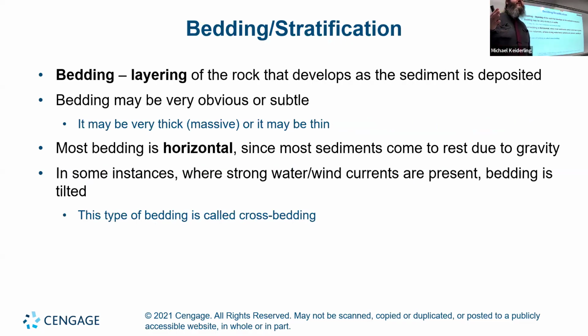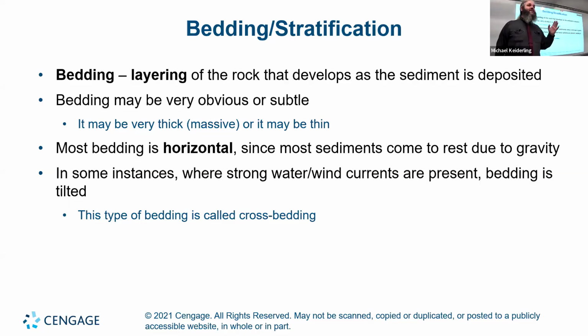Now, sedimentary rock has bedding and stratification. It's layers of rock, and they develop as the sediment is deposited. Bedding can either be very obvious. You can see very clear bands of rock, very thick or very thin, or it can be subtle. You could have very similar layers that are very hard to differentiate. Most bedding is horizontal because most sediments come to rest due to gravity.